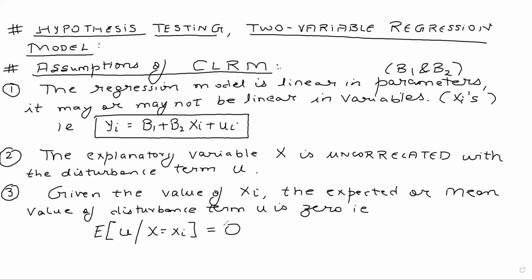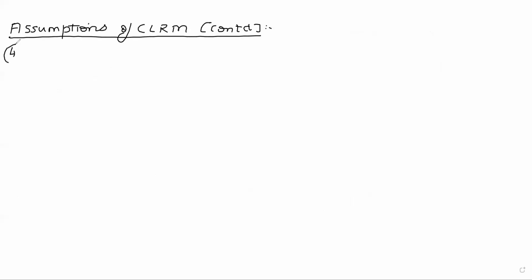Okay. And then let's look at the fourth assumption. So I am erasing the three assumptions and let's talk about the fourth assumption. Assumptions of classical linear regression model continue. Let's look at the fourth assumption. The variance of each ui is constant.